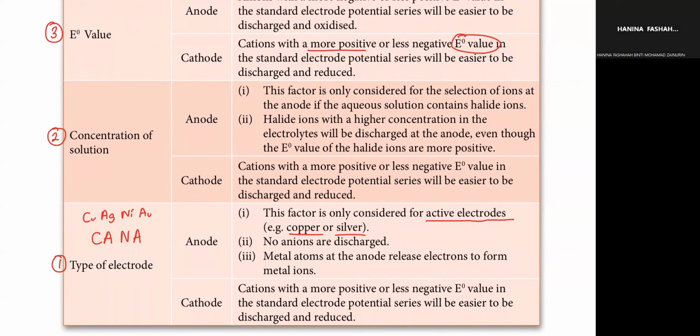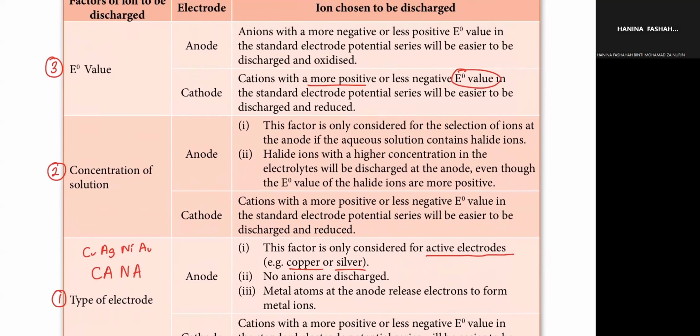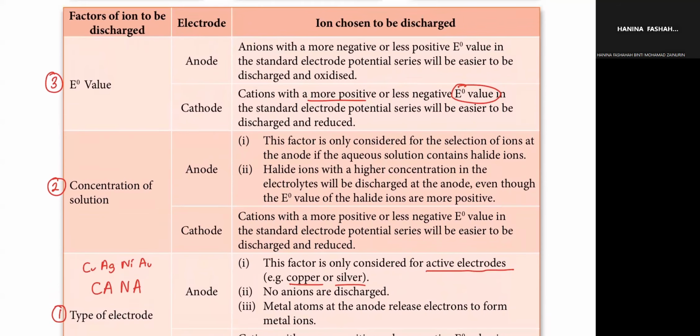So you have to depend on the type of electrode. If you have Cu, they always choose that one already. But here the electrode given in the question is carbon, which is not a metal, so it doesn't matter and we don't look at this part. We look at the second part, which is concentration. Actually, I tell you, the answer for the anode is concentration. Why? Because you need to look at the halide ions. Remember, what is a halide?